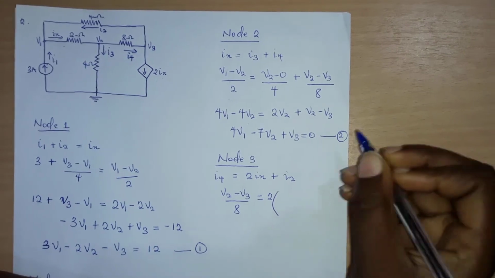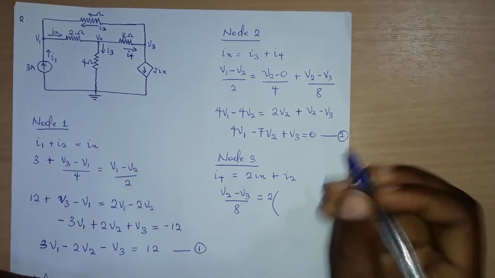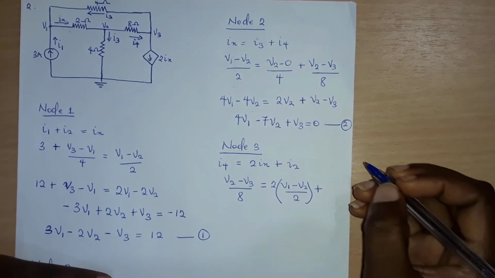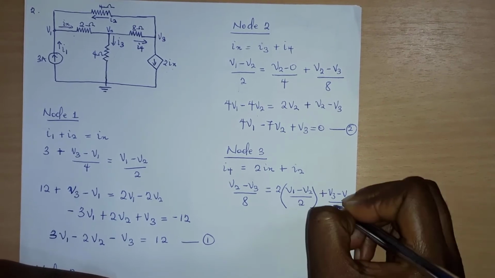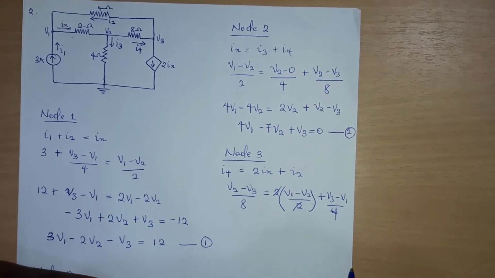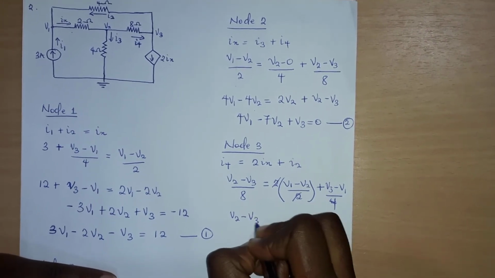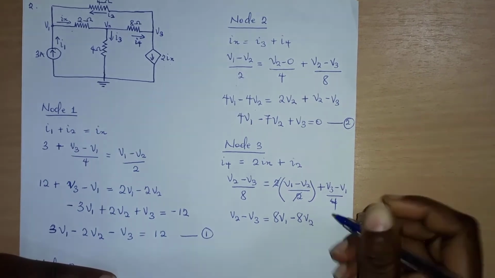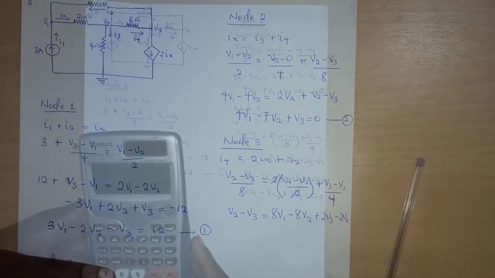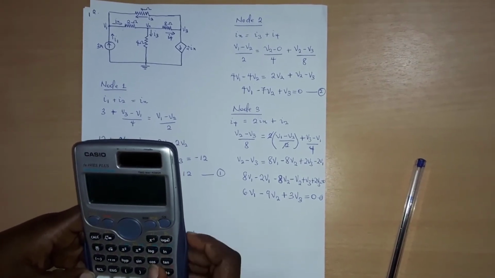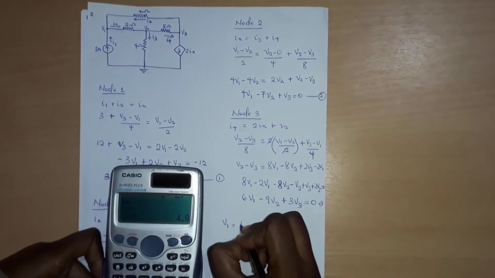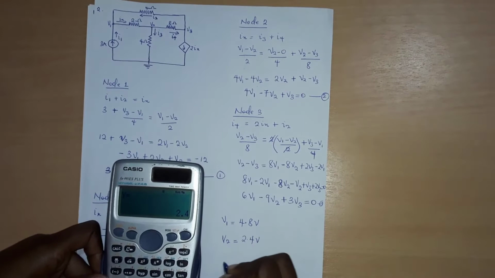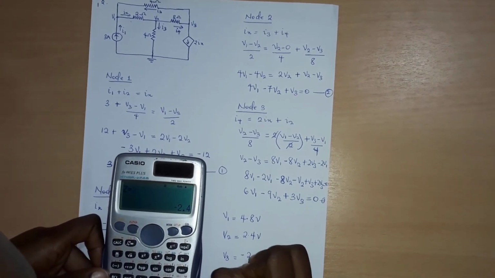2Ix, we already know Ix to be V1 minus V2 over 2. So we'll substitute that in. Then I2 is V3 minus V1 over 4. This 2 cancels this 2. Then we multiply through by 8, and we have V2 minus V3 giving us 8V1 minus 8V2, then plus 2V3 minus 2V1, giving us 0. So we have V1 to be 4.8 volts, V2 to be 2.4 volts, then V3 to be minus 2.4 volts.